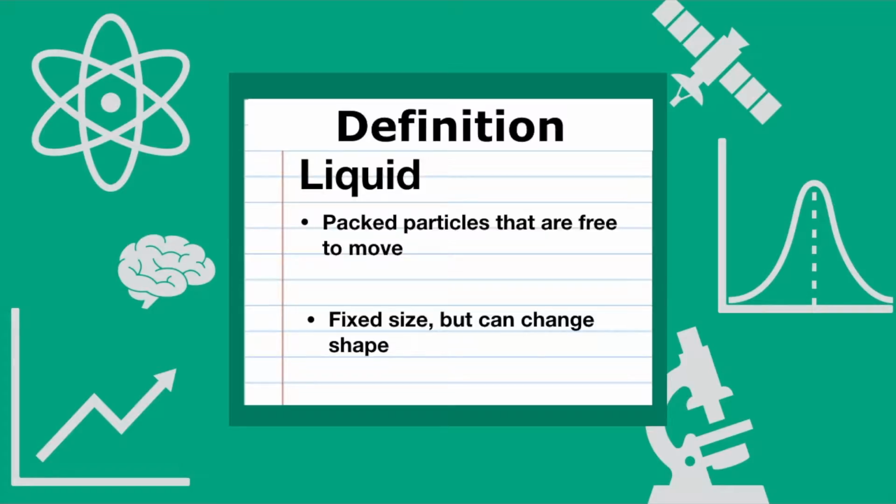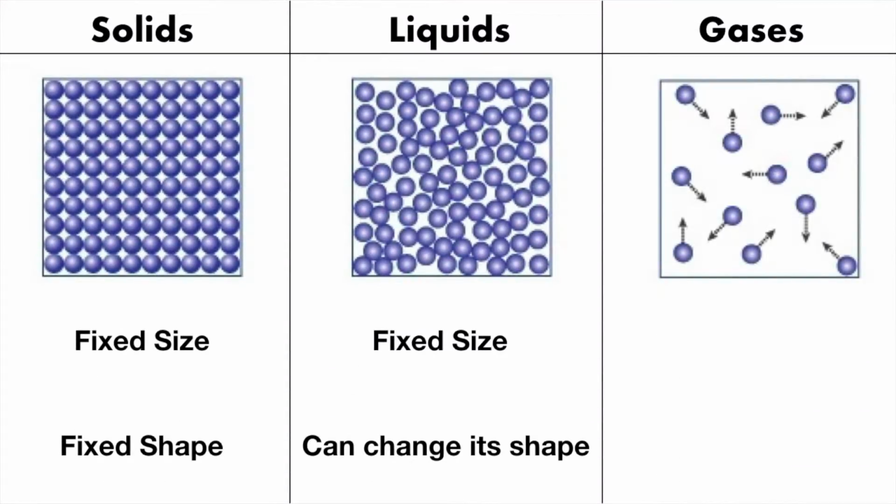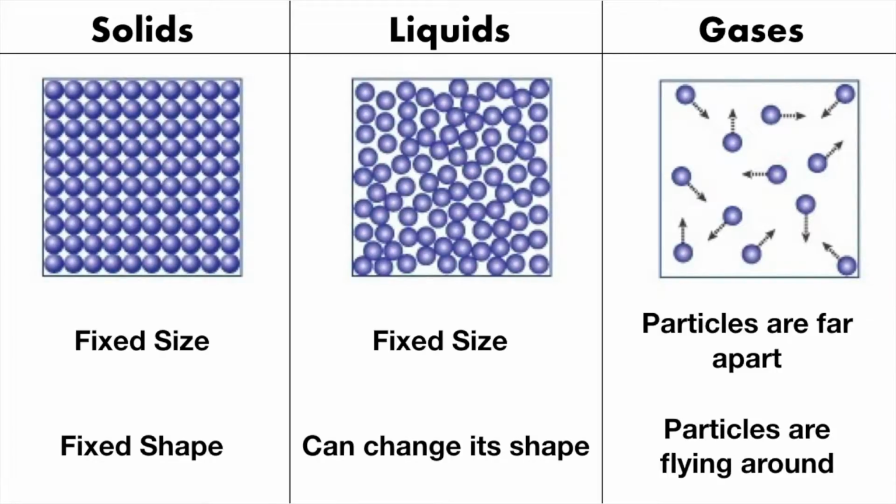The last type of matter is gas. This is what the particles in gas look like. The particles are far apart. There's lots of space between them. The particles are also constantly flying around. And this gives gas some interesting properties.